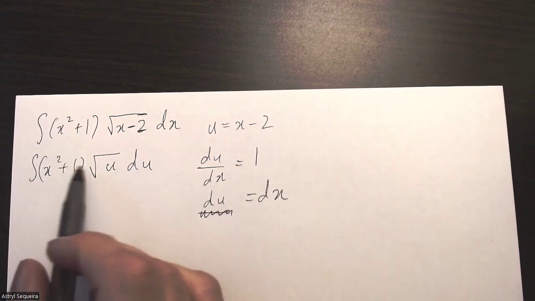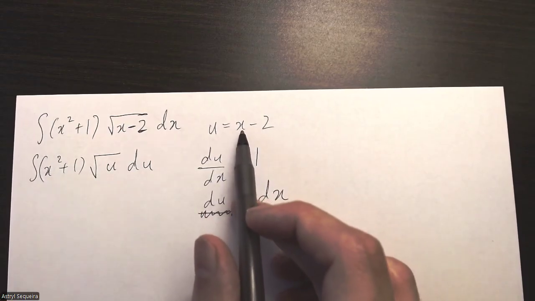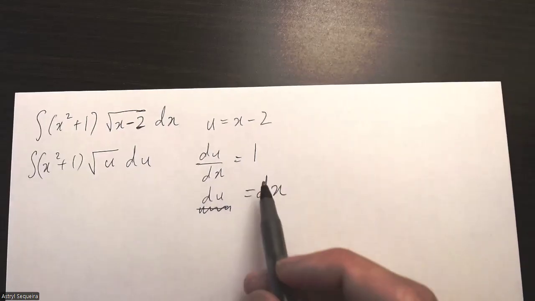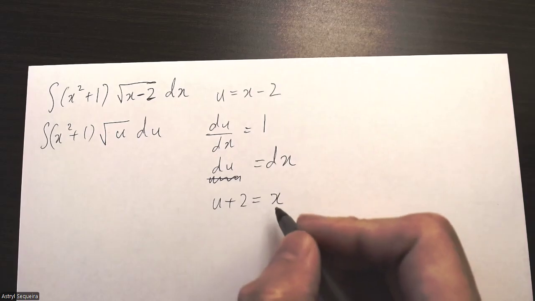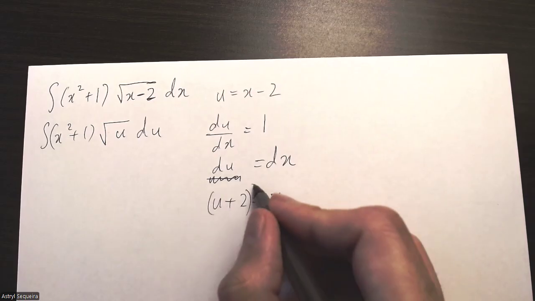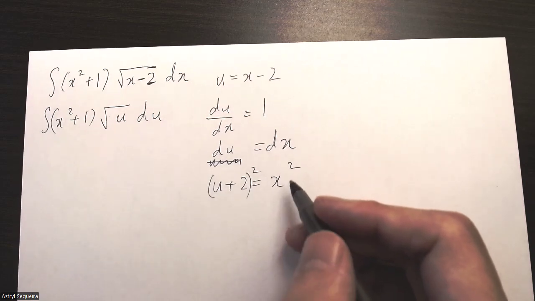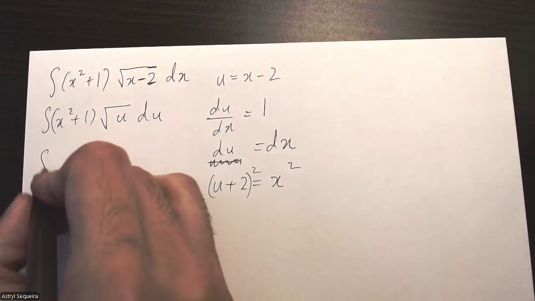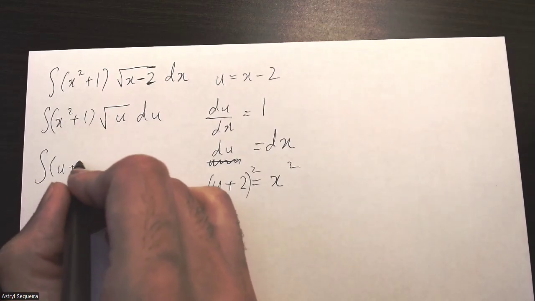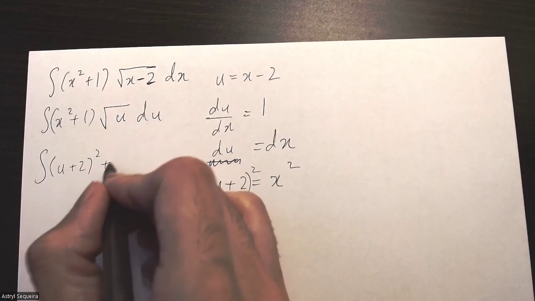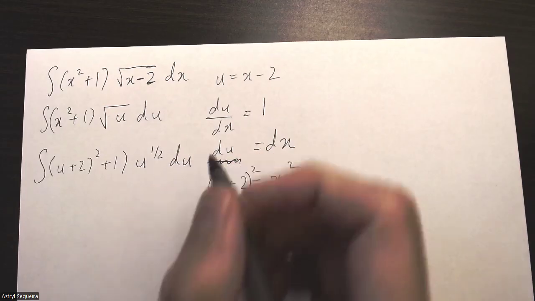Let's do a substitution next. Nothing can cancel over here. I still need to get rid of this x square here. I need to turn this into an x squared somehow. So I'm going to add 2 to the other side. And then I'm just going to square both sides over here so that I can turn this into an x squared. So now instead I can substitute this as u plus 2 square plus 1 times, I'll change this to the u to the half du.